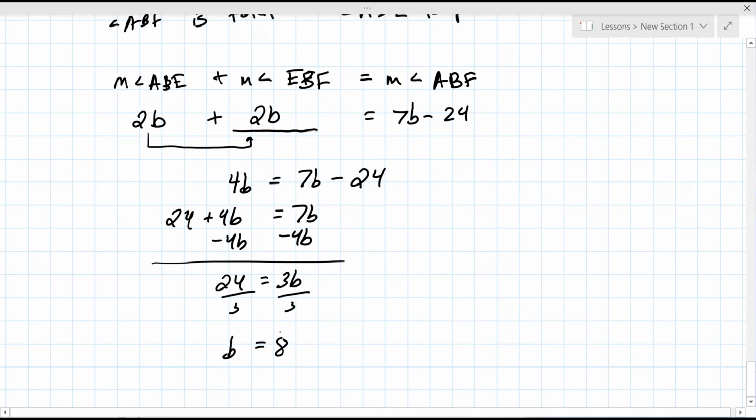But again, like all the other problems, it doesn't want the value of B. It wants the measure of angle EBF. EBF is the same as ABE, which is 2B. So that's 2 times 8, which is 16 degrees.